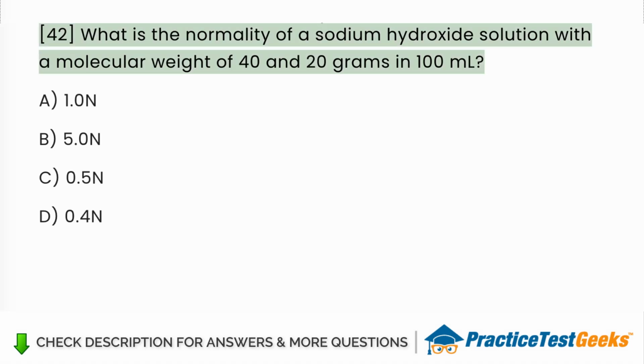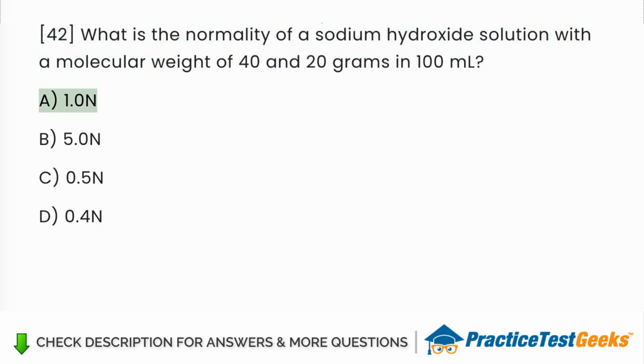What is the normality of a sodium hydroxide solution with a molecular weight of 40 and 20 grams in 100 milliliters? A. 1.0 N. B. 5.0 N. C. 0.5 N. D. 0.4 N.